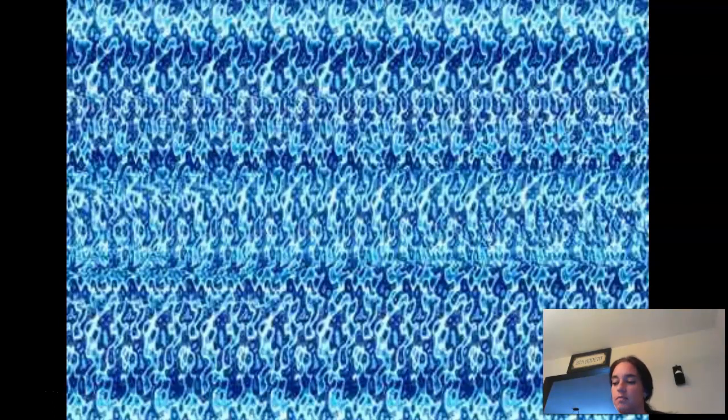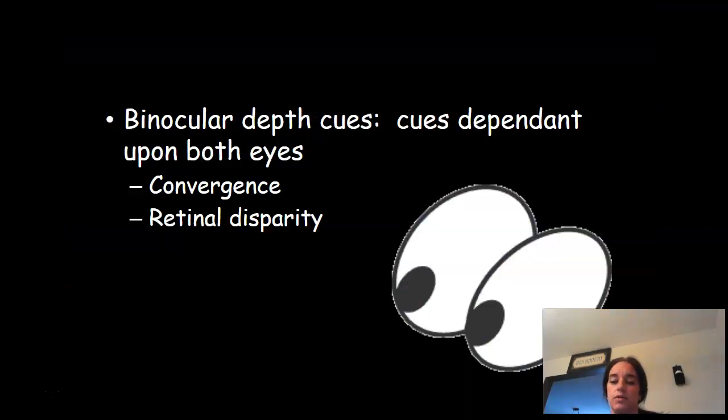Okay, so the assignment that you have is going to go back to what we learned today with monocular depth cues, as well as what you learned the other day with the Gestalt principles. You're going to be required to take pictures around your house of two things that represent monocular depth cues, two things that represent Gestalt principles, and then one of your choice.